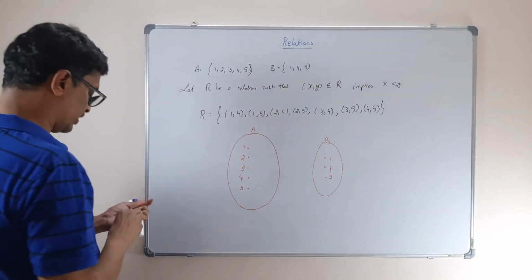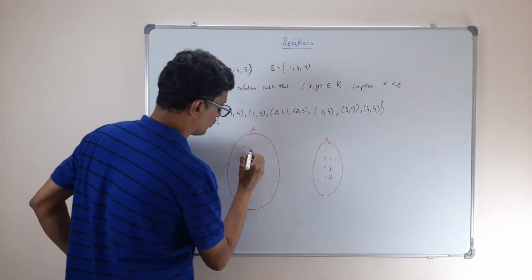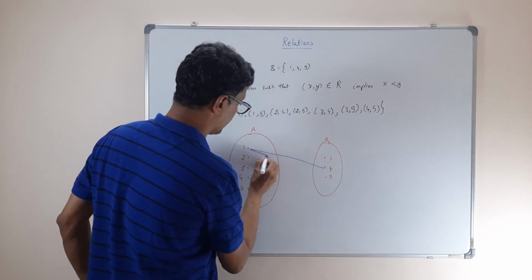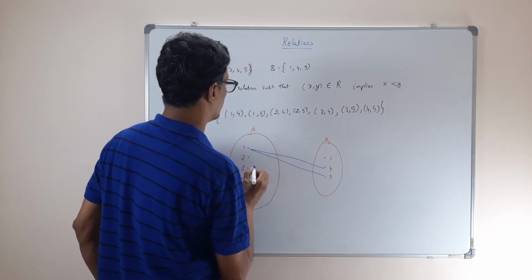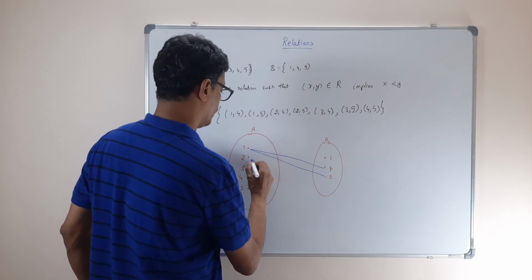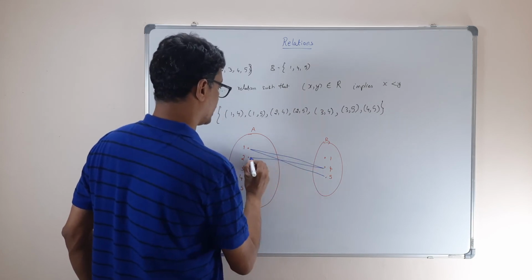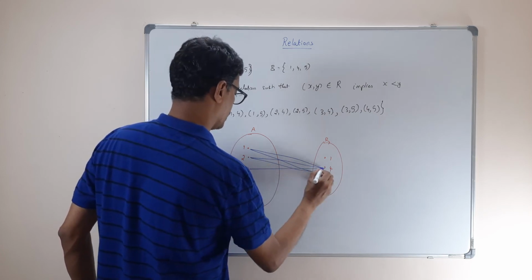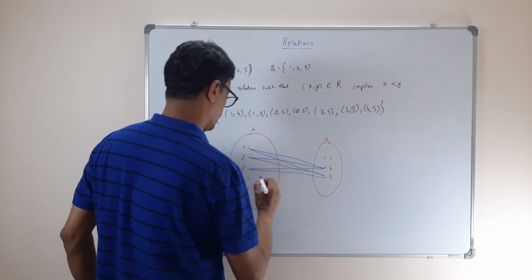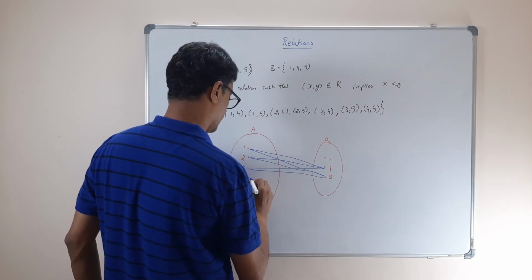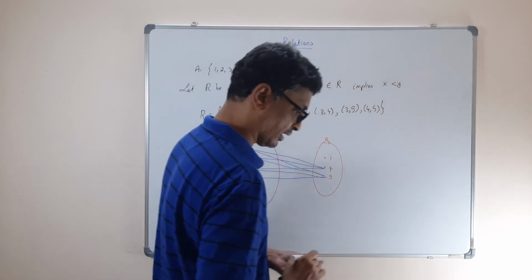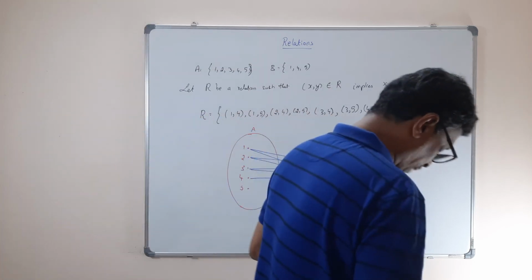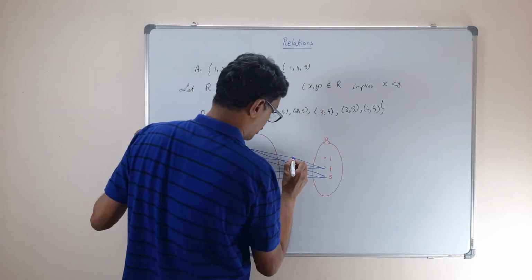So 1 is connected to 4. 1 is connected to 5. That's it. 2 is connected to 4. 2 is connected to 5. 3 is connected to 4. 3 is connected to 5. 4 is connected to 5. And that's it. Correct? That's your arrow diagram. Basically, you have to always mention the arrows.